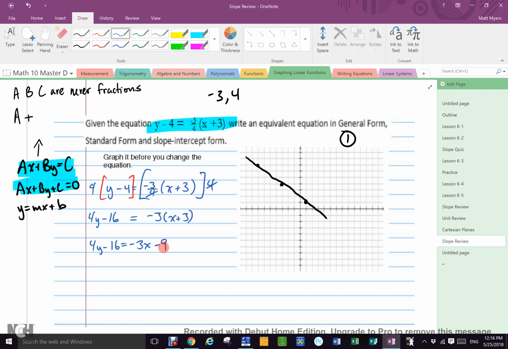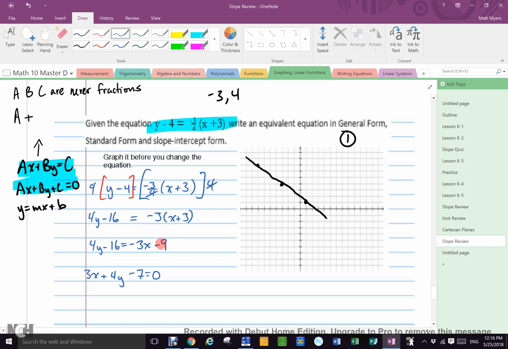You're going to move the 3x. Why, Louis? Because it has to be positive. So I'm going to get 3x plus 4y. Now, general form puts everything on one side. So where should that 9 go? It should come over here and become what? Positive. So it would be minus 7 equals 0, yes?